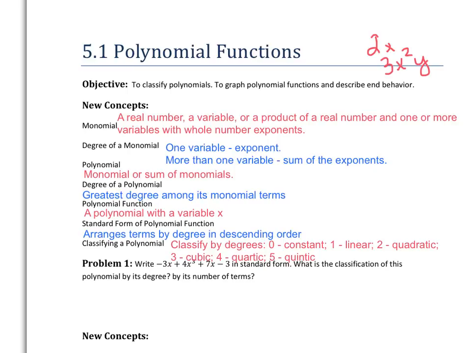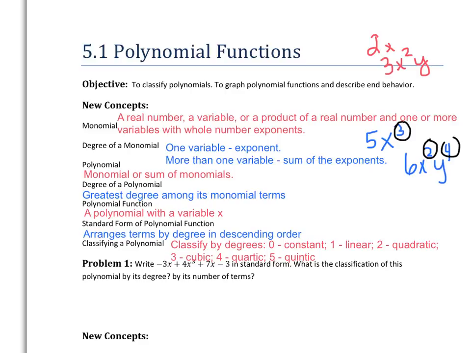Example: if I had just one variable, let's do 5x to the third, my degree of that one is degree 3. That's the exponent of my variable. If I have more than one variable, such as 6x squared y to the fourth, then you add up the exponents on your variables. So the degree of that term would be 6.